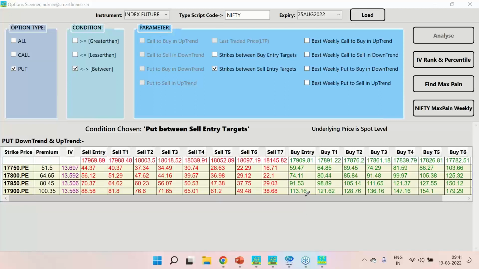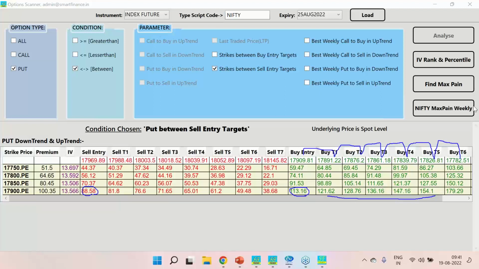So if I am going to buy, I should buy the put options at 113 rupees and keep a stop loss at 88.58. These are my targets, and these targets will be hit once the underlying asset, that is Nifty spot, touches these levels.